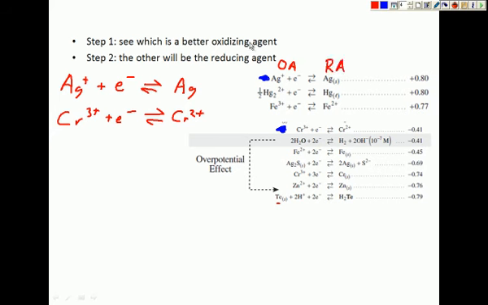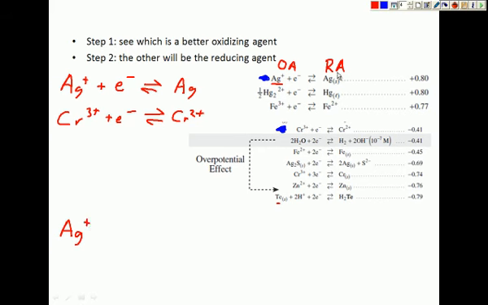So which is a better oxidizing agent? Well, it is this one right here, Ag+. Ag+ is the better oxidizing agent. Okay? So our reaction is going to be Ag+.